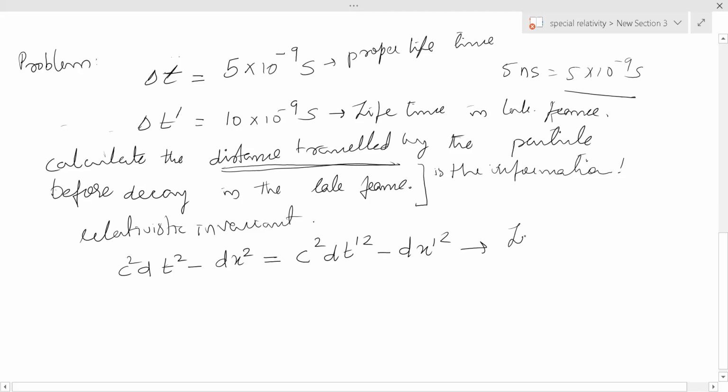Yes. This is the Lorentz invariant quantity. We can use this information to find the distance. Now let's look at the particle frame. In the particle frame, it decays after a time. Let's say dt is 5 into 10 raised to minus 9 seconds. In this frame, it doesn't move any distance. This is the proper lifetime, so we can take dx equal to 0. The distance it moves before it decays is 0, because we are talking about the proper time.